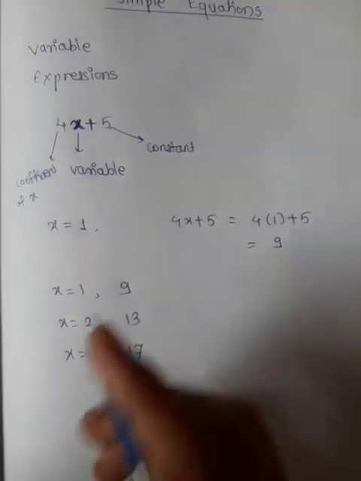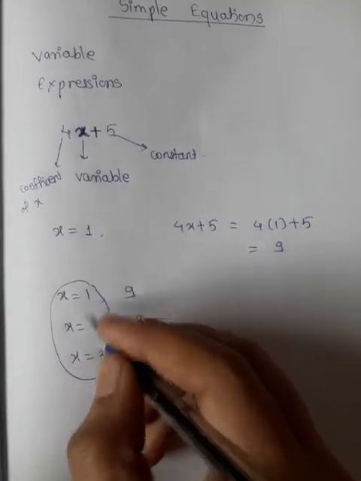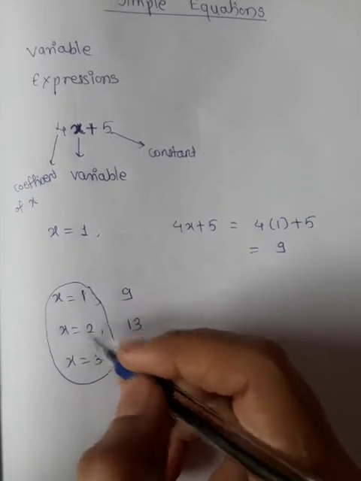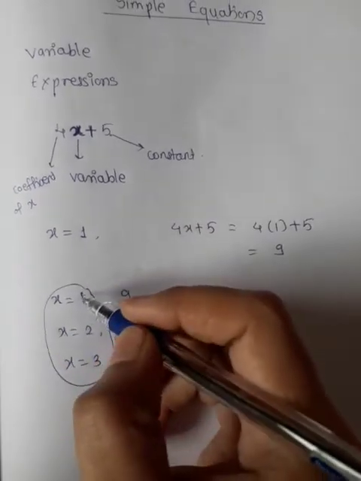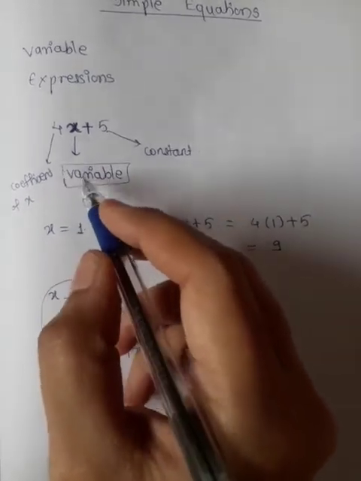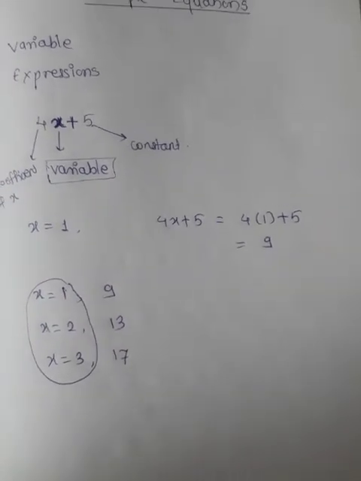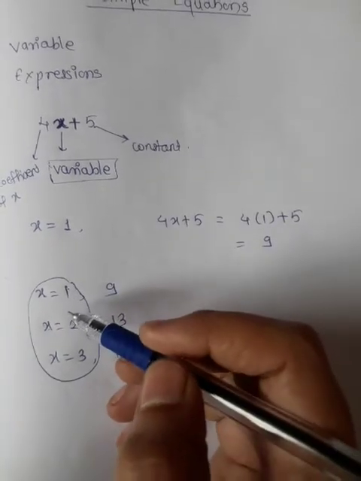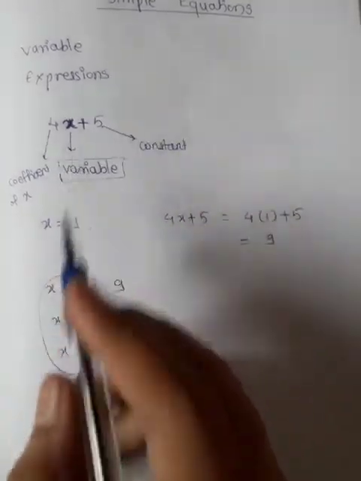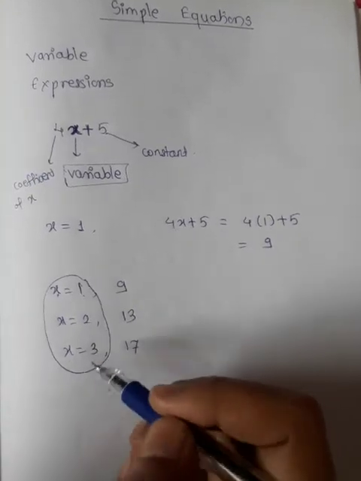Okay, so see, here the variable x varies. You can take any value for x. So we call x a variable. What does variable mean? Variable means something that can vary, or change. So here variable x takes different numerical values, its value is not fixed.